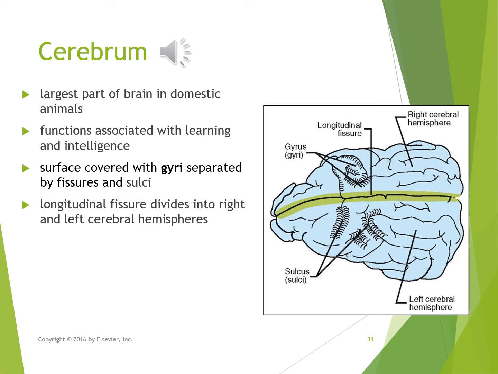The cerebrum is the largest part of the brain in domestic animals and is associated with learning and intelligence. The surface is covered with gyri, separated by fissures and sulci. So the gyri are the hills, and the sulci are basically the depressions. And the longitudinal fissure, dividing the brain into right and left hemispheres, goes right down the middle.